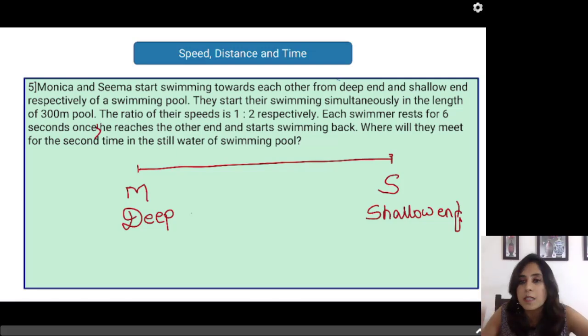After the third set of time, Monica is again going to travel 100 meters and reach here and take a six second break. Meanwhile, since Monica travels 100 meters, Seema would have traveled 200 meters, so she would have also reached the shallow end. So they are going to meet at the shallow end. The correct answer is they meet at the shallow end.